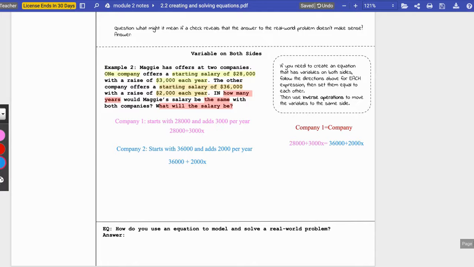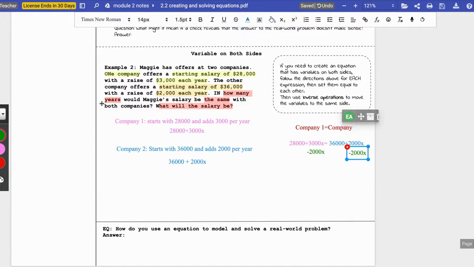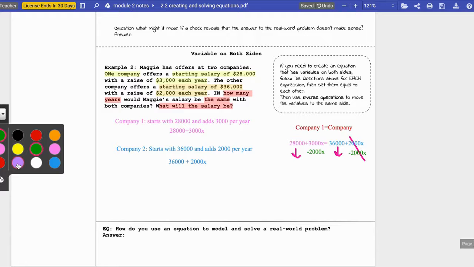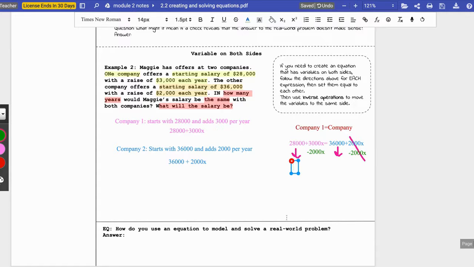How I solve is by trying to get my variables on the same side. So I'm going to start with subtracting this 2,000x over. The reason I'm subtracting the 2,000 is because it's smaller than 3,000. Subtract 2,000x, subtract 2,000x. So my 2,000x cancels, the 28,000 drops down, and the 36,000 drops down. So what I have now is 28,000 plus 1,000x equals 36,000. This is just a two-step equation.